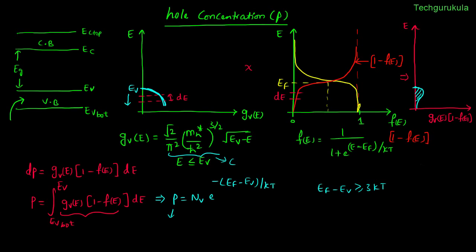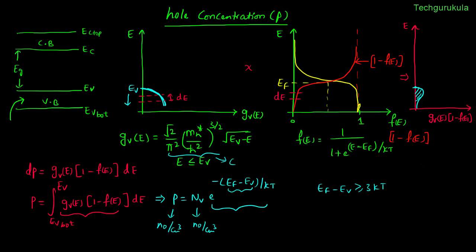And P, the unit is number of holes per centimeter cube in the valence band. So the units on the right side should also be the same, and we can say NV units would be the same, number per centimeter cube, and this exponential doesn't have any units. And we also assume that EF minus EV is greater than 3 kT at least, which means this exponential will be far less in value compared to 1, which means P will always be far less compared to NV in this Boltzmann approximation. And of course, this equation is valid only under that assumption.